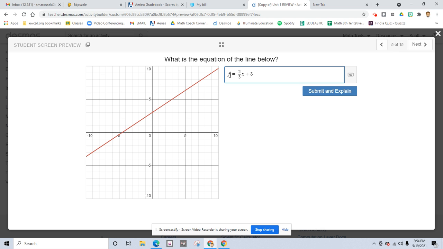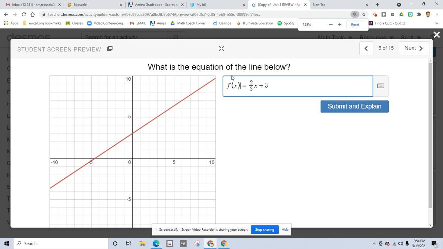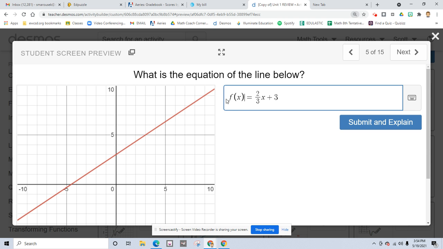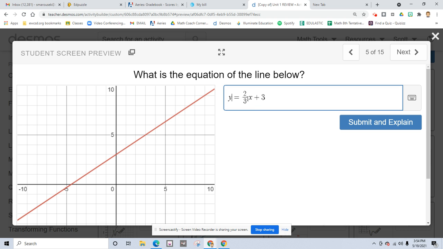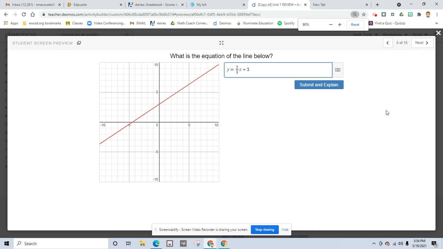Now, if you ever see something like this, f of x, they may show it like this sometimes too. That just still means y. This is in function notation. This is a function. That's just function notation. Don't worry about it. It's the same thing as saying y equals, all right? And that confuses people sometimes. No problem. Don't worry about that. You're going to see that more in Algebra 2 for sure, your junior year.